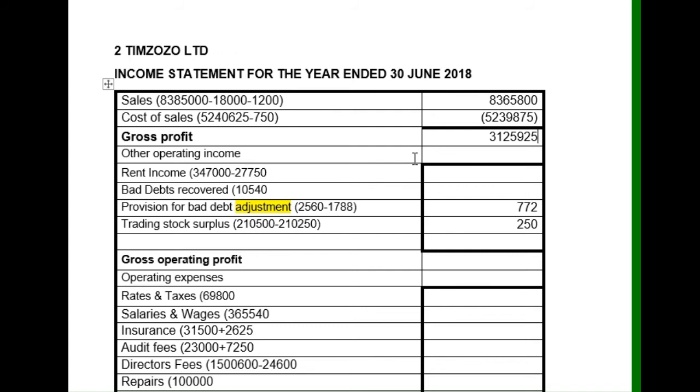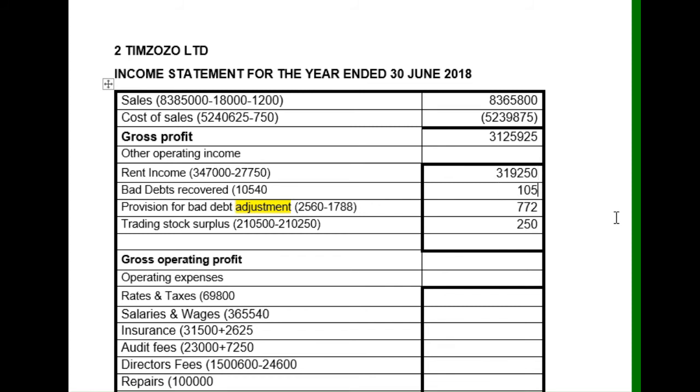Okay, if we've got a block, I've got to add whatever's in the block and put the total at the top. So I must first work out what all the amounts in the block is. So it is the rent income. It's just doing the calculation for the 347,000 minus 27,750, and that gives me 319,250. Bad debts recovered, I had nothing to do there.